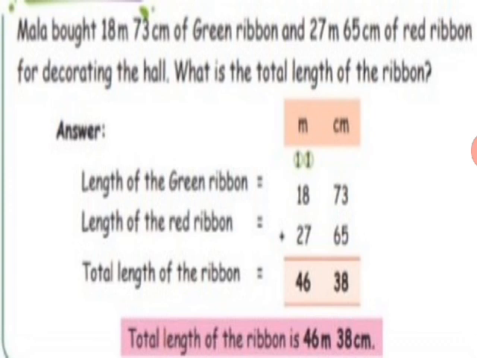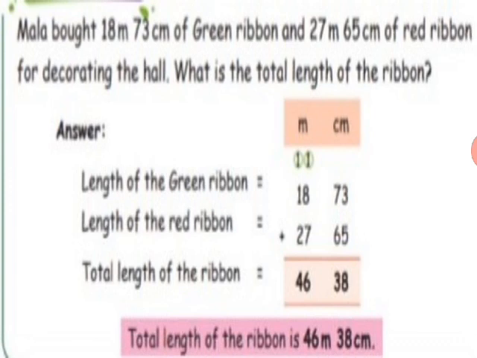Students, in this sum, what should we do? We have to do subtraction or addition. Yes, we have to do the addition because here they given total. Total is the key word for addition. So look at the answer. Length of the green ribbon is equal to 1873. Length of the red ribbon is equal to 2765, plus.